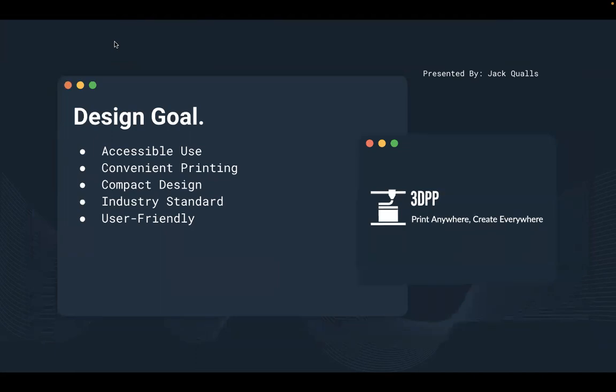Okay, so first we have our design goals. Our design goals are for a printer to have accessible use, meant to be convenient, so anyone can use it, and a compact design so that it can be carried around in a portable manner. And we want to make sure that our printer operates at an industry standard, meaning comparable print quality, as well as print speed and print time. We also want it to be user-friendly so that anyone, including professionals, students, and just hobbyists, are able to use our printer effectively.